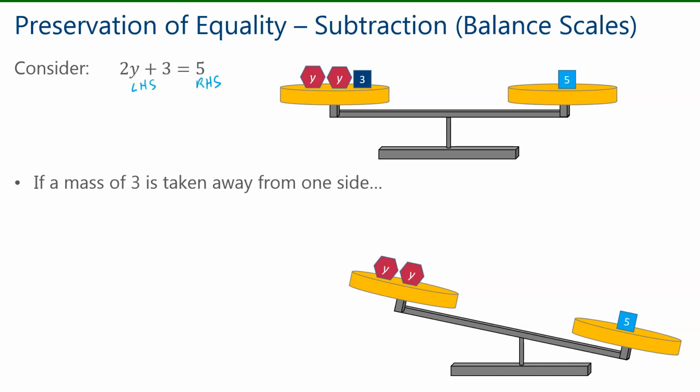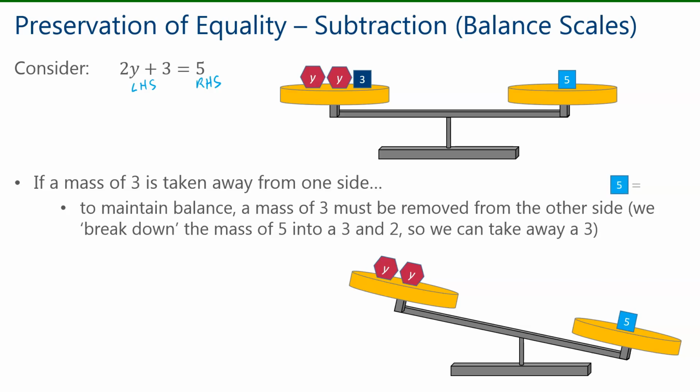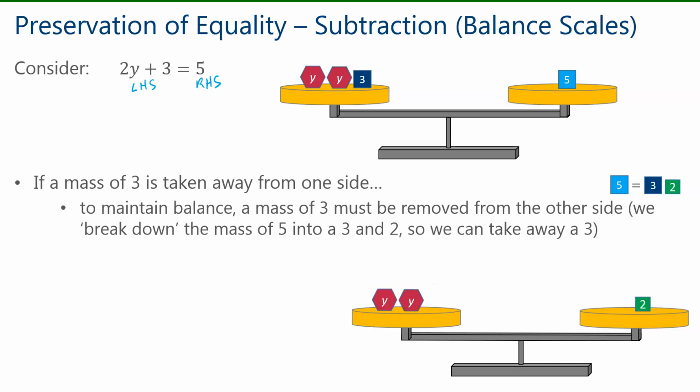Once again, because I've removed the mass on the left-hand side, it makes it lighter, so my scale tips down to the right. In order to balance everything out, I've got to somehow remove a mass of 3 from the right-hand side. Right now, I have a mass of 5. So I take that 5 and break it down into a mass of 3 and a mass of 2. There we go. And now we can take away the mass of 3 from the right-hand side. When I do that, balance again.